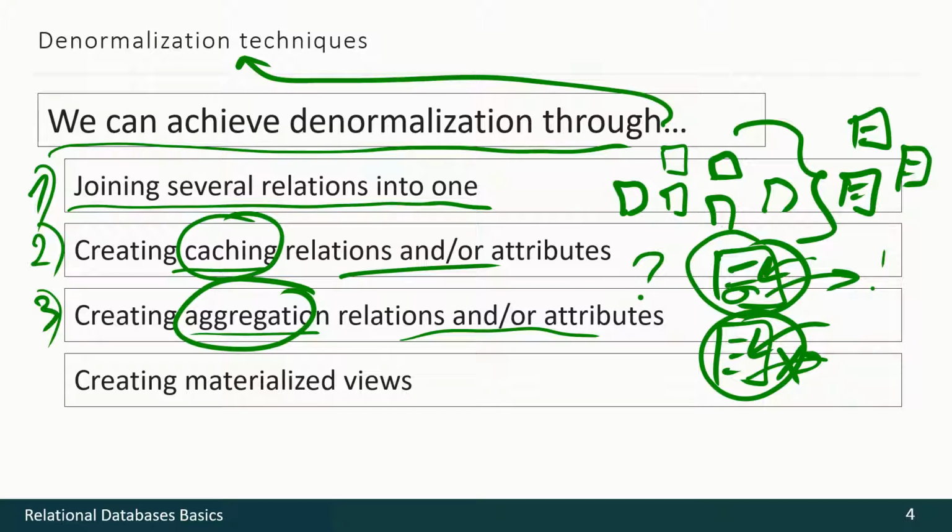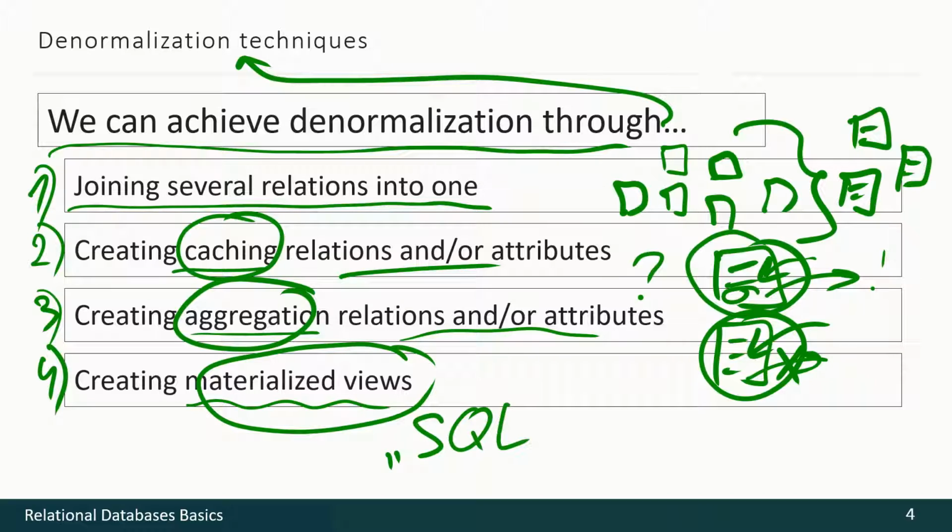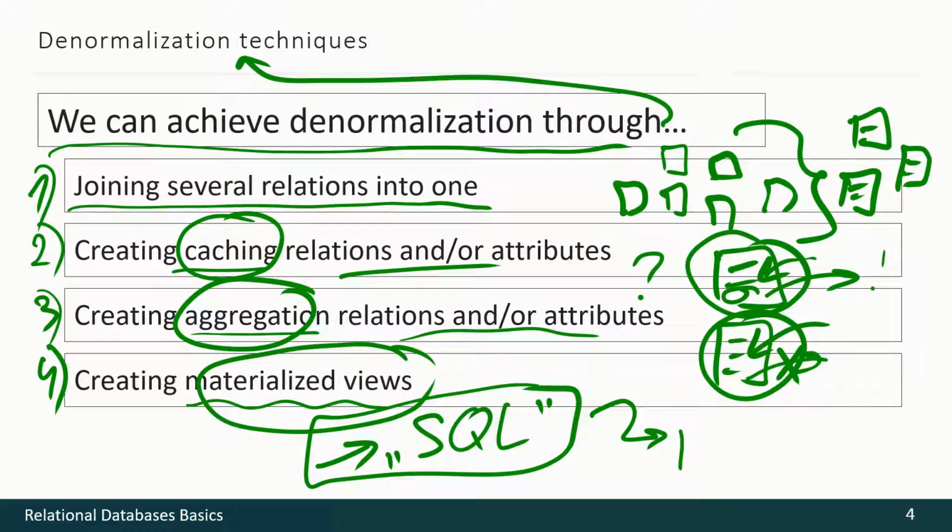And of course we may use materialized views if our DBMS has that capability, and the idea here is that we create some SQL query, we put a name to that SQL query, and the result of executing that SQL query is stored in a temporary table, and then the DBMS uses that table to increase data access speed.